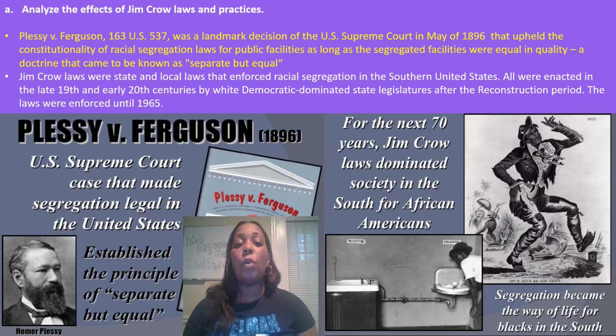Literacy tests were tests that deemed whether the person taking the test could read or write, which was unfair to African Americans because they were newly freed slaves and it was illegal to educate slaves. This meant that they were illiterate. Poll taxes were unfair because these newly freed slaves, most of them, were living on the plantations that they had worked on when they were slaves as sharecroppers.